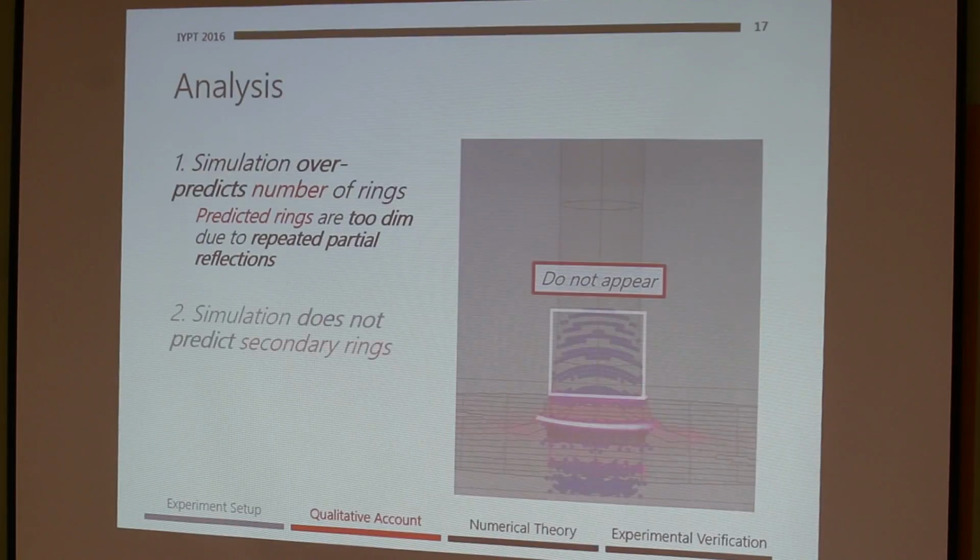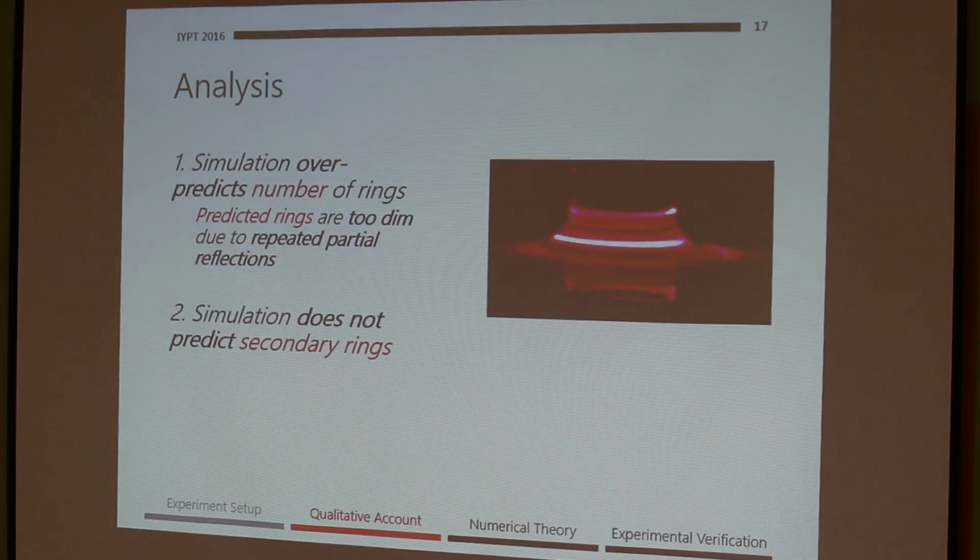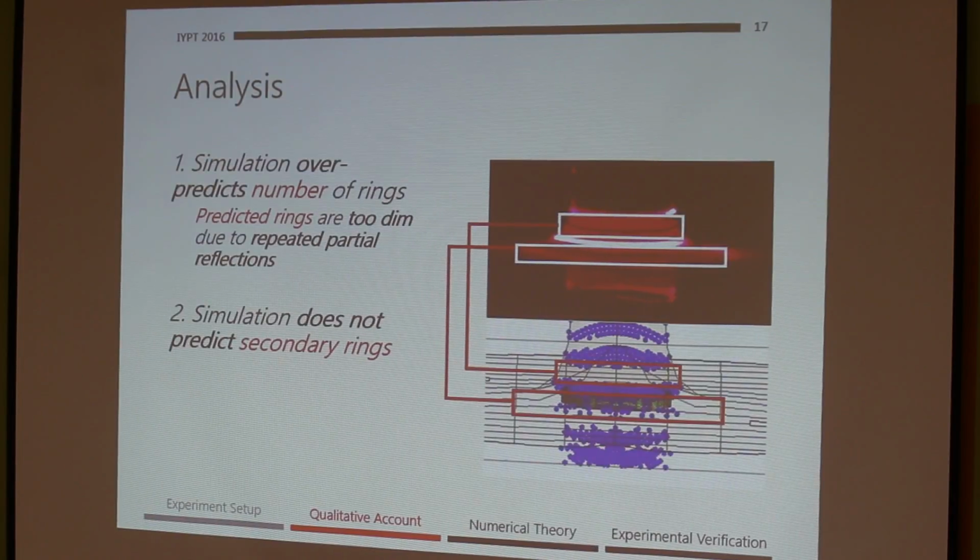However, a more important point is that our simulation does not actually predict the existence of the secondary rings. As you can see in this comparison, the secondary rings which are boxed up in white do not show up in our simulation in the positions which they are supposed to show up in, which are boxed up in red.